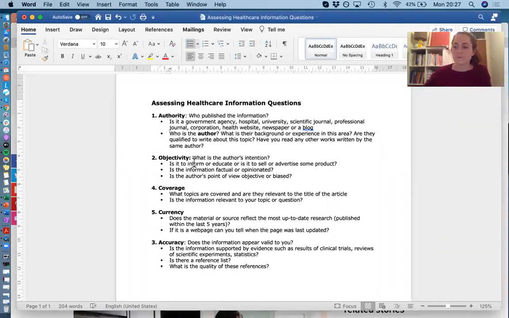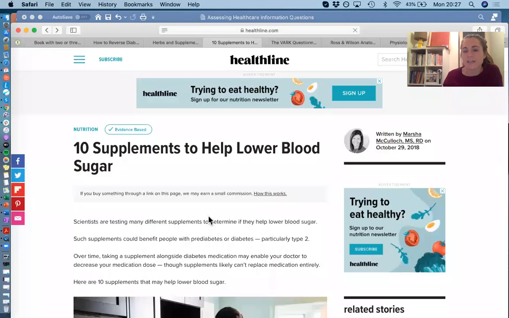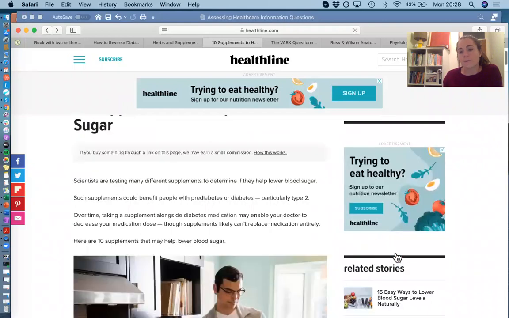Is it to inform and educate, or is it to sell or advertise some product? Often within health websites, it'll be both. They want to educate and sell. They might want to sell a product, and it's also a platform to advertise. It's important that you're able to look at that. So, for example, with Healthline, if you go into the background about Healthline, the main aim or purpose of this website is to provide accurate information as best as possible. But they're also a platform for advertising.